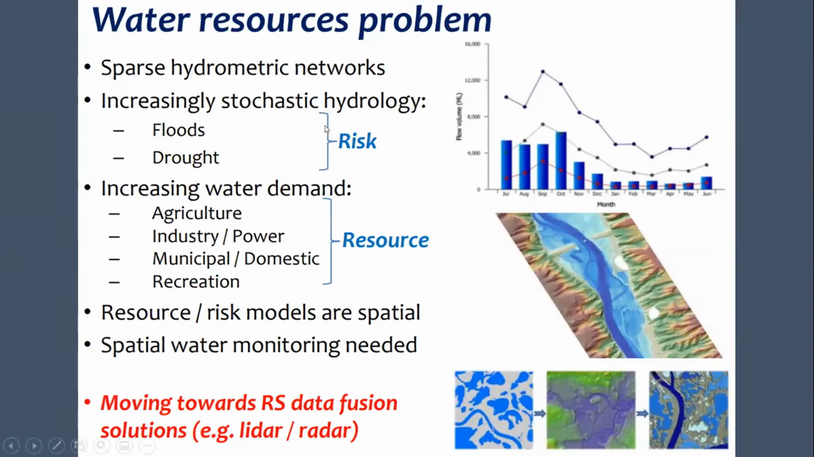We are seeing that the risk of water availability in the form of floods or drought is increasing, and ultimately the demand in the form of agriculture, industry, domestic use, or recreation is also increasing. So there are different resource and risk models being used with remote sensing and GIS, and spatial water monitoring is a recent need for our country. Moving towards RS data fusion.